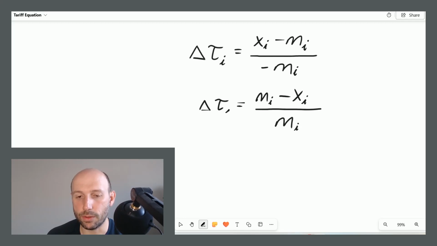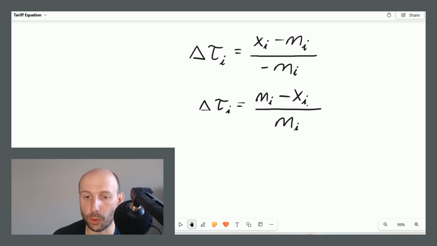Okay, so this form of the equation is much easier to look at and understand what's going on. On the top, we have the amount of imports minus the amount of exports. This is from the perspective of the United States, so imports to the United States from a country minus exports from the United States to that country. And we're assuming that M is bigger than X. So on the top, we have the trade deficit, because imports is greater than exports. And on the bottom, we have the total amount of imports.